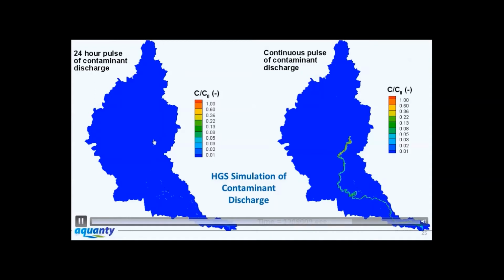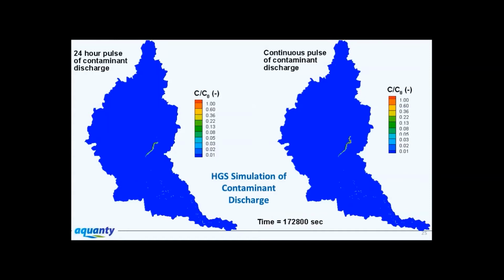And you can see as that pulse moves through the basin from its release point down to the outlet at Lake Erie, we get a dilution of the contaminants as a result of additional flow inputs that come from surface water sources as well as subsurface. Because we have to remember in these simulations we're tracking not only the surface water influences, but also the groundwater surface water interactions.